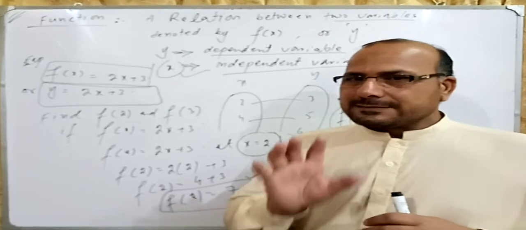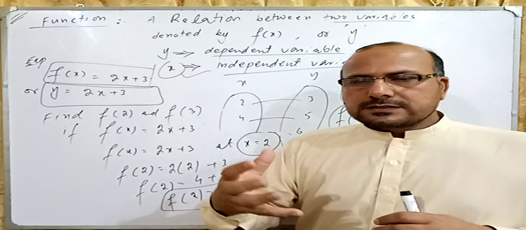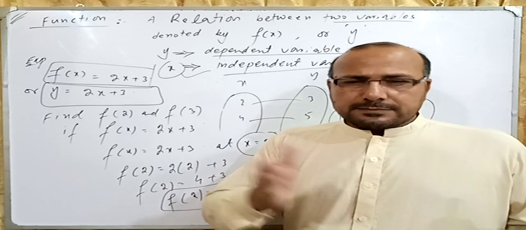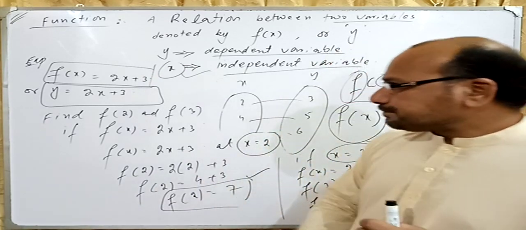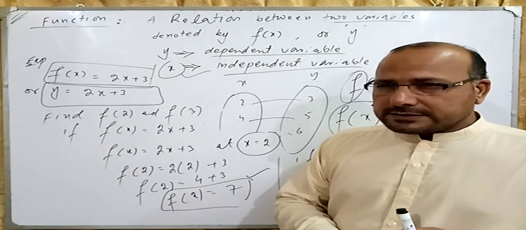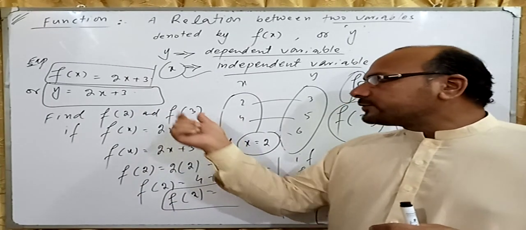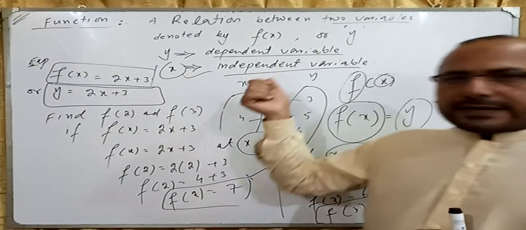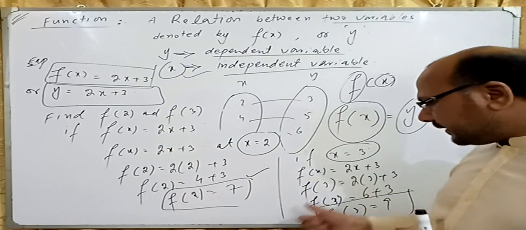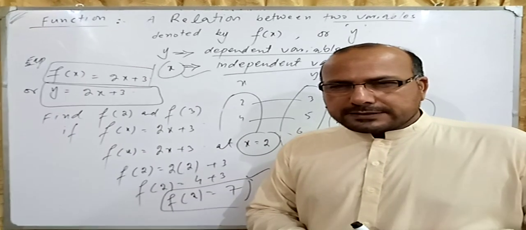Let me summarize it. Today's topic was related to the function. What is function? Function is a relation between two variables. One is called the independent variable, another is called the dependent variable. And currently we are discussing the linear relationship between the two variables. So you need to understand how, by putting different values of the independent variable in the function, we can get the value of the function, like I solved a question related to that. In the next topic, we will discuss the practical application of the function.